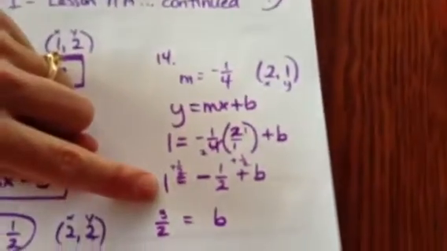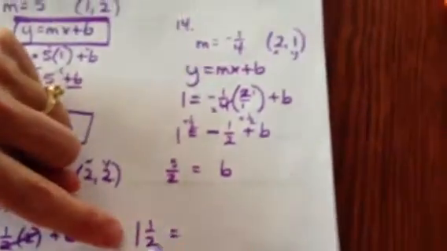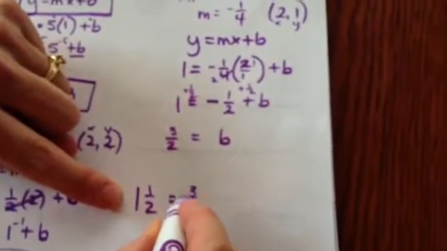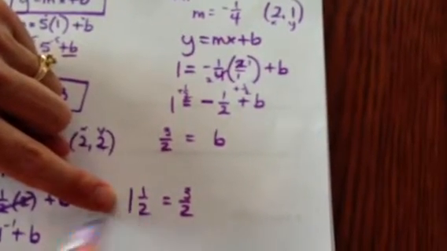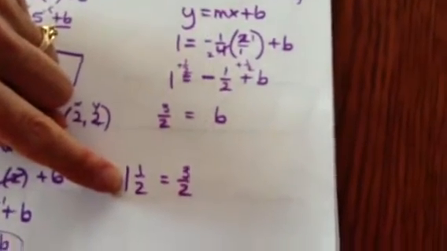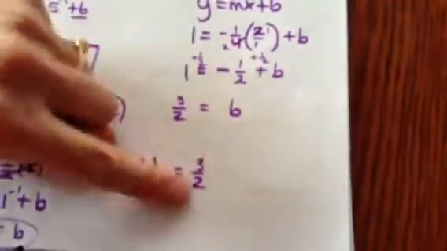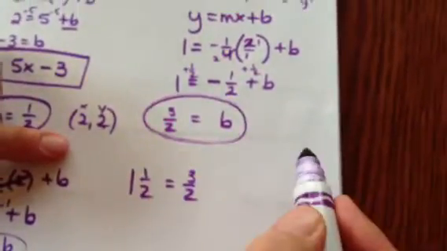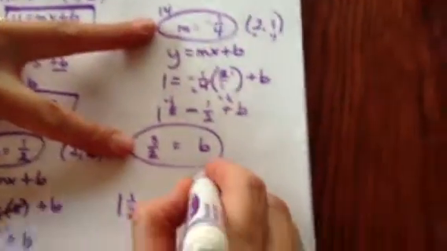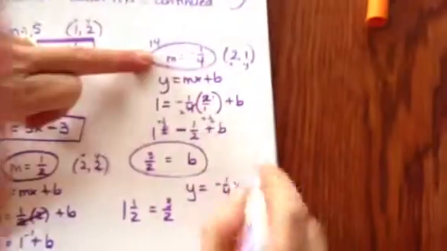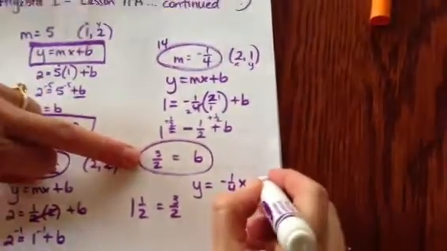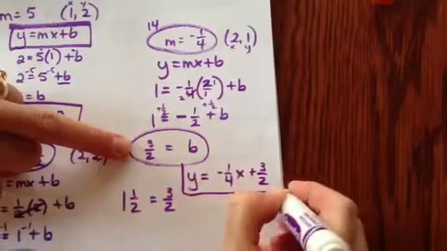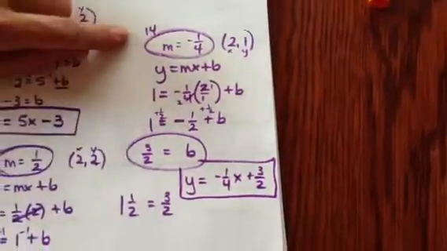I'd rather you write, think about it, if this is 1.5, hopefully everybody remembers how to change that into an improper fraction. You remember you multiply, 2 times 1 is 2, and then add 1 more and you get 3. Okay, anyway, here's your y-intercept, here's your slope, so now you can write your equation for your line. It's y equals your slope times x plus your b value. So that's that right there. Okay, so that's number 14.